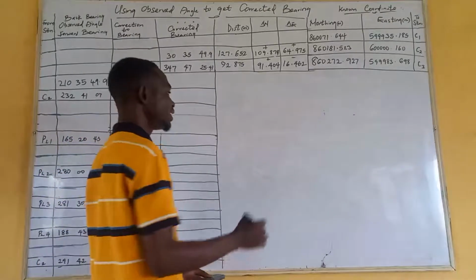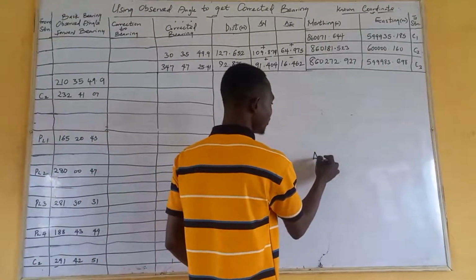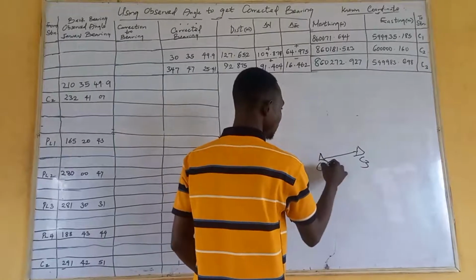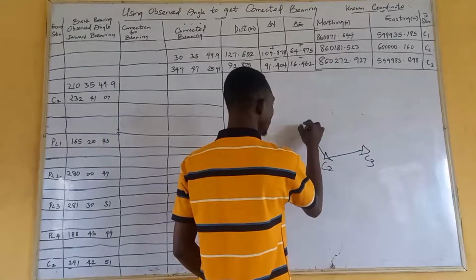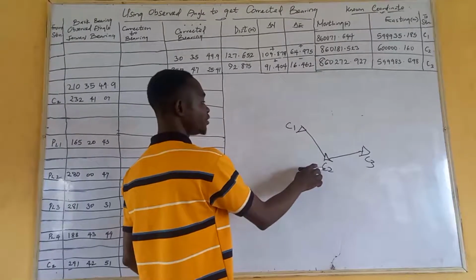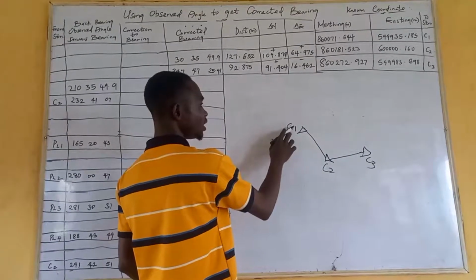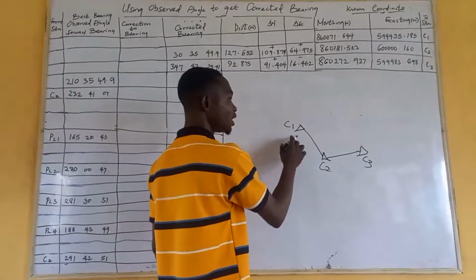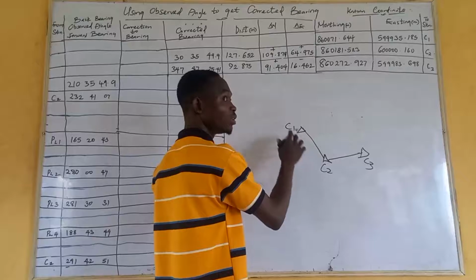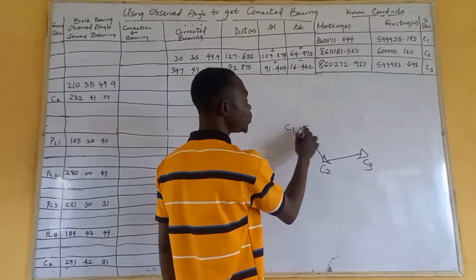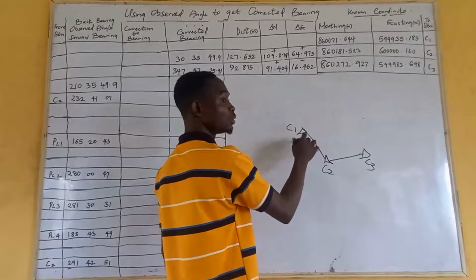Let me quickly show you what I'm trying to say. In a situation whereby we have, let's assume this is our C3, this is our C2, while this is our C1. Now you want to obtain the back bearing for C1. It's going to be the value plus 180 or the value minus 180, depending on the value you have. If the value is more than 180, then 180 is going to be subtracted from it.